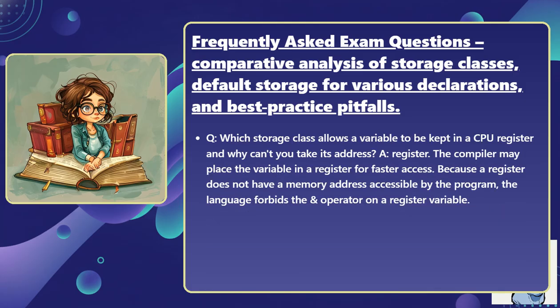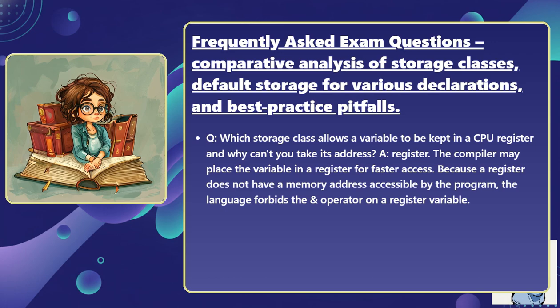Question: which storage class allows a variable to be kept in a CPU register, and why can't you take its address? Answer: register. The compiler may place the variable in a register for faster access. Because a register does not have a memory address accessible by the program, the language forbids the ampersand operator on a register variable.